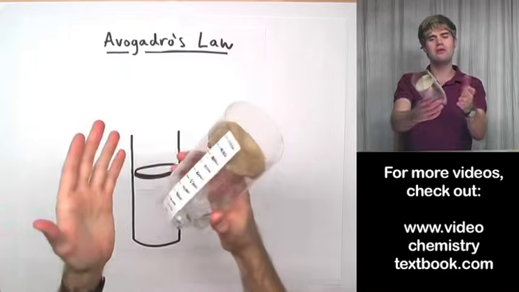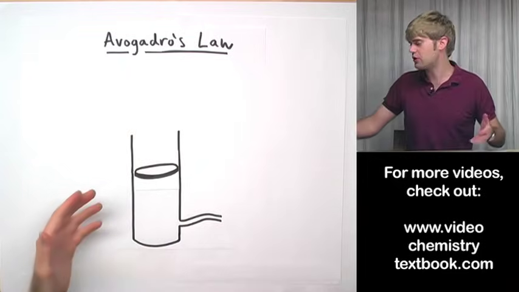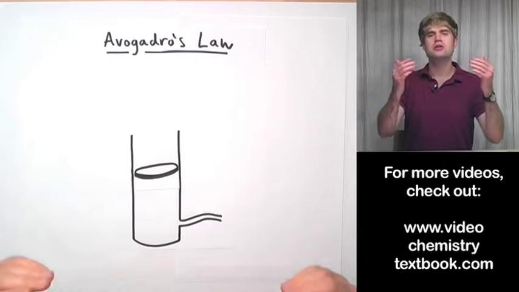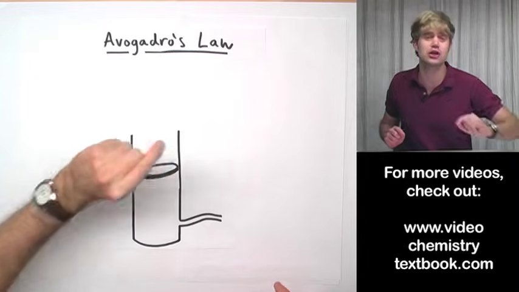Okay, so what's the point of this? The reason we always see these guys, and this is usually how they're drawn when we're talking about Avogadro's Law, is because they're a way to change the volume of a sample of gas without changing its pressure.